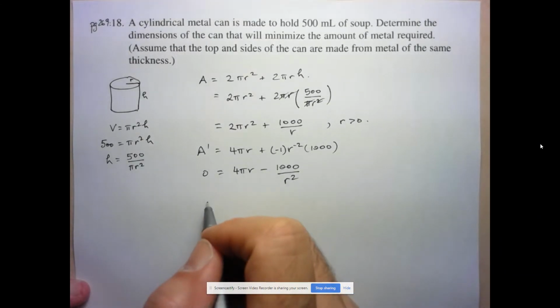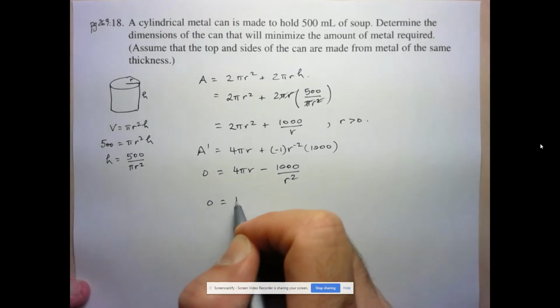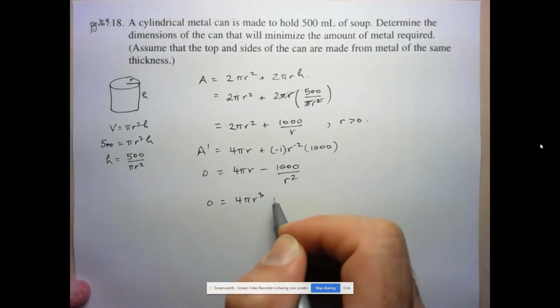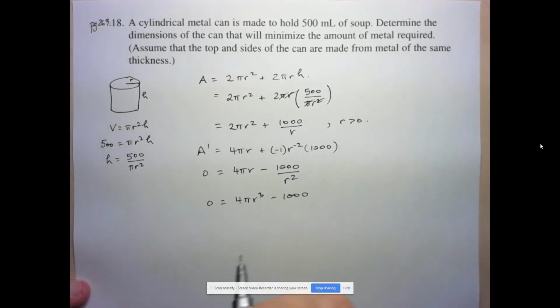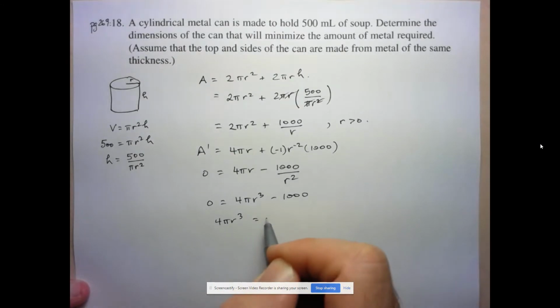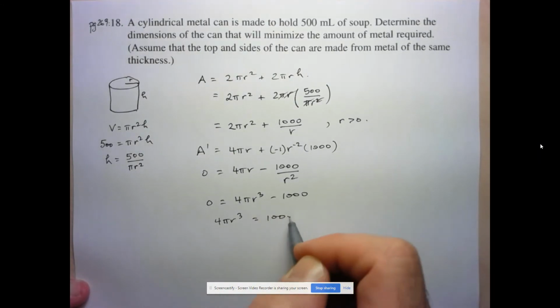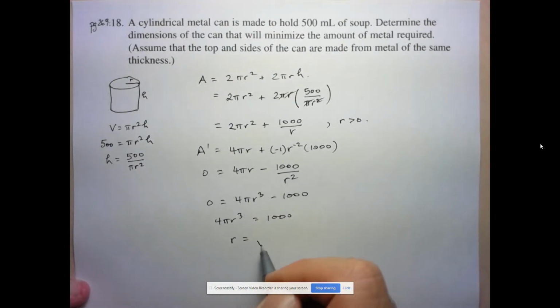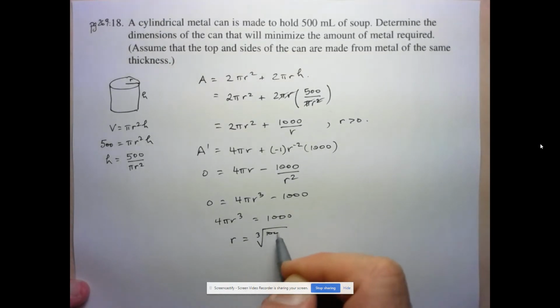So multiply both sides by r squared. This remains 0. Here we have 4 pi r cubed minus 1,000, and now this is an easy polynomial equation to solve. So 4 pi r cubed equals 1,000. R is going to be equal to the cube root of 1,000 over 4 pi. All right, so it looks like we have just one critical point at this point here.